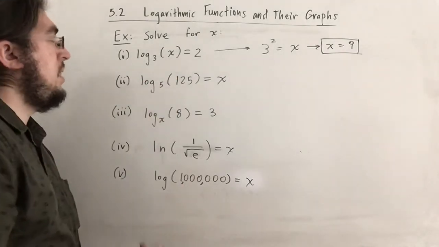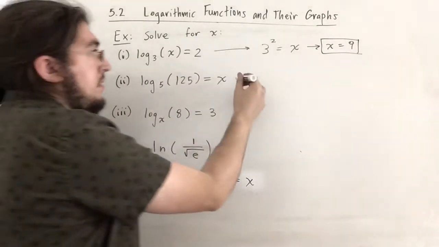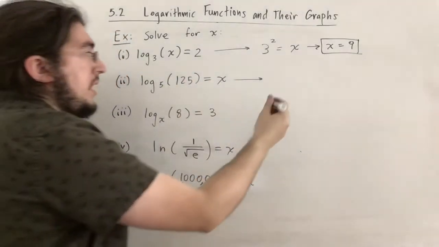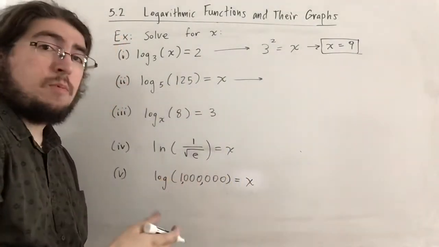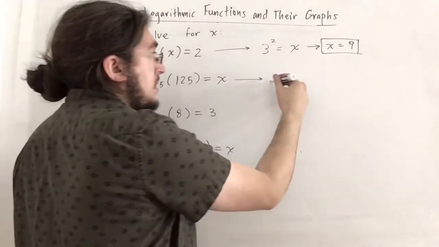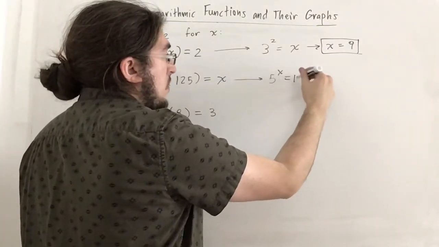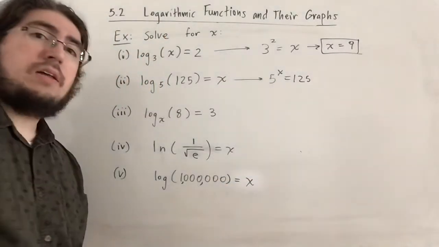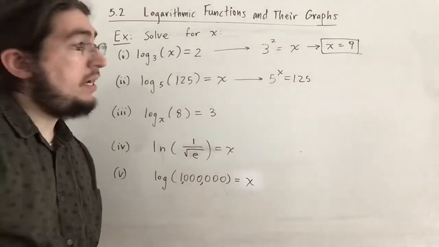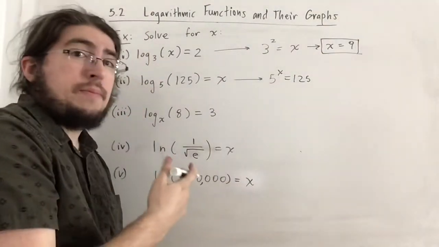Okay? What else? Oh, here, this is a little different. X is in a different location, but we're going to convert the same way. The base is 5, the power is x. So 5 to the x is equal to 125. And we saw these types of problems in 5.1. We write both of them in the same base.